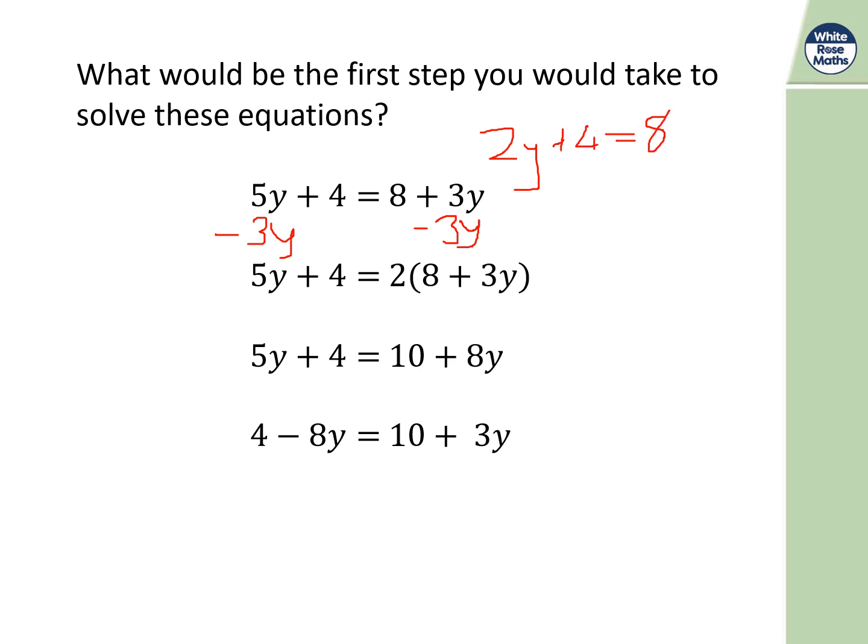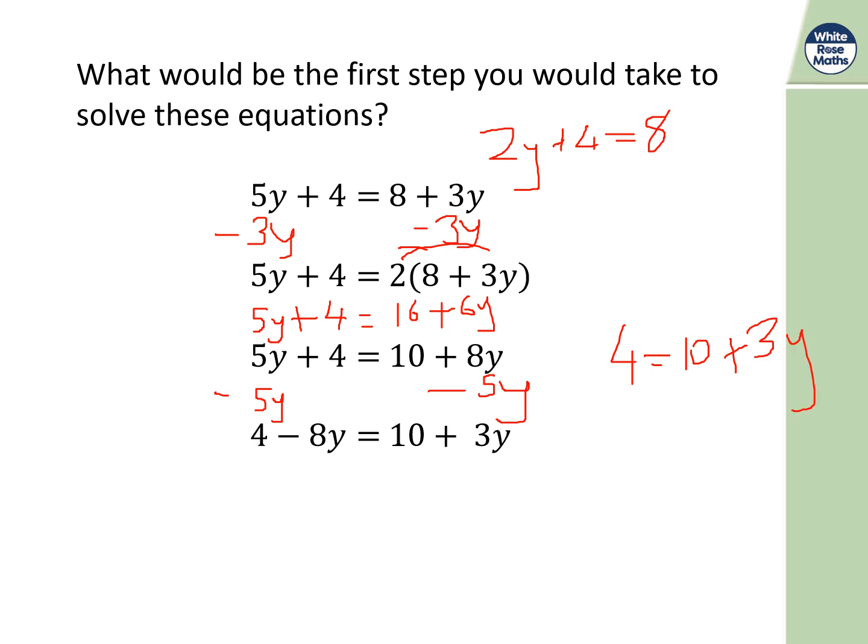This one here, I would expand the bracket first. So I get 16 plus 6y. That's my first step. For this one here, I would subtract 5 on both sides. That's my first step. So I get 4 is equal to 10 plus 3y.